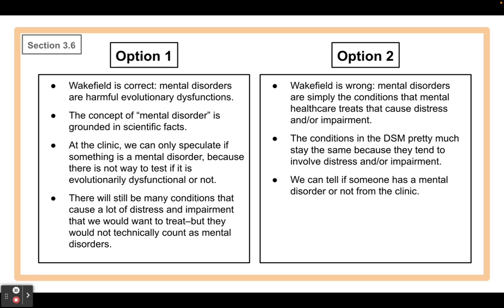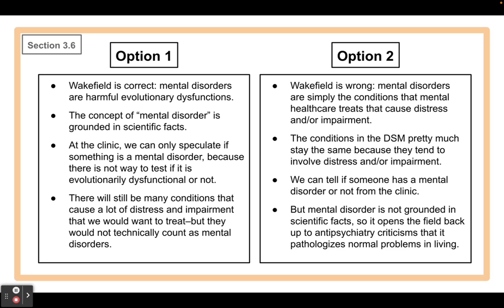And we can also tell from the clinic if someone has a mental disorder or not, right? Is this condition causing someone distress or impairment? It's more practical, this option. But the downside is that mental disorder isn't grounded in scientific facts, right? There's no biological thing we can point to say this is a real disorder. So this opens the field back up to anti-psychiatry criticisms that the field is pathologizing normal problems in living, right? Ultimately, it's about social norms again, right? It's about what's harmful, what's causing distress, not about some underlying biological dysfunction.